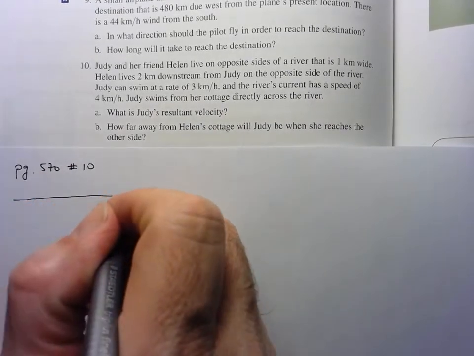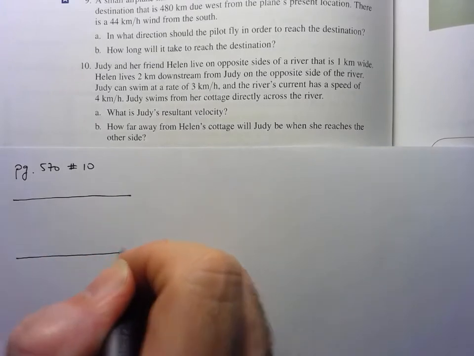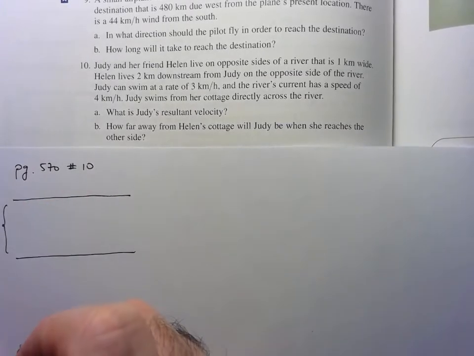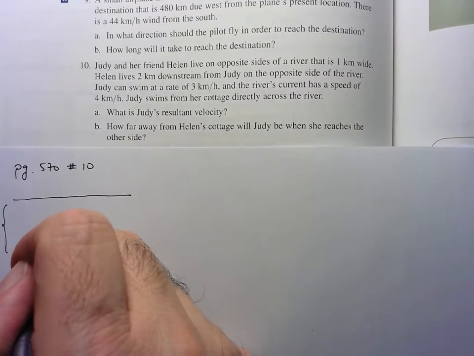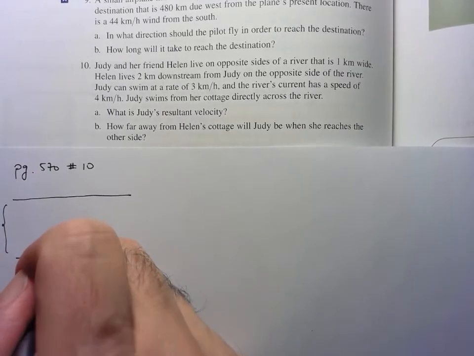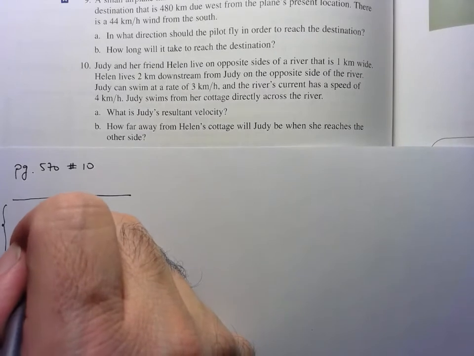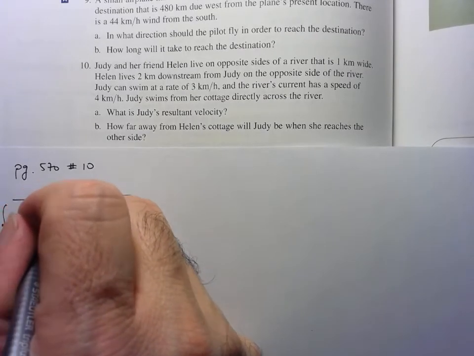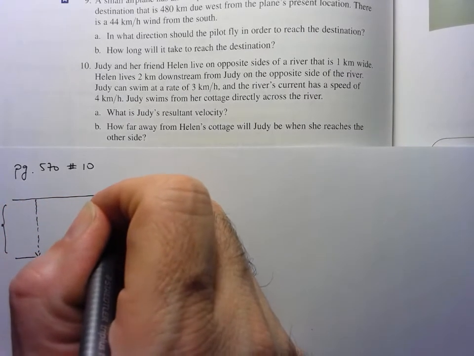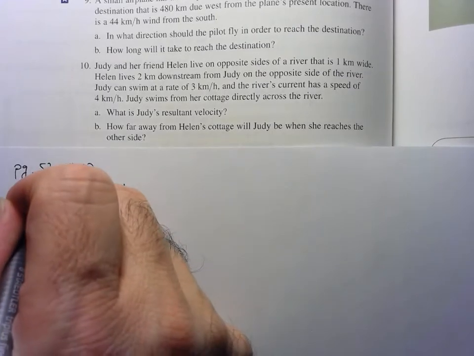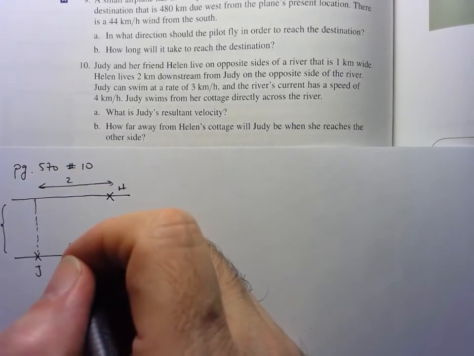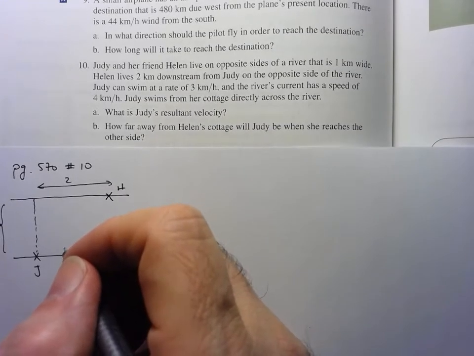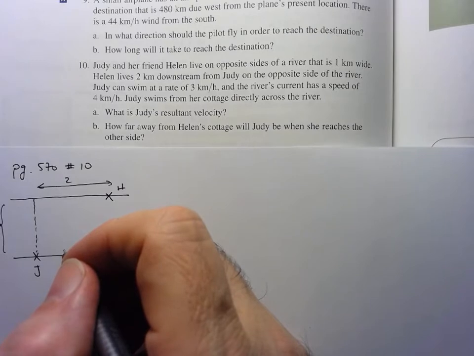So here's my river, 1 kilometer wide. If this is where Judy lives, Helen lives on the other side, but 2 kilometers downstream. So this here is 2 kilometers. Then it says Judy can swim at a rate of 3 kilometers per hour, and the river's current is 4 kilometers per hour.